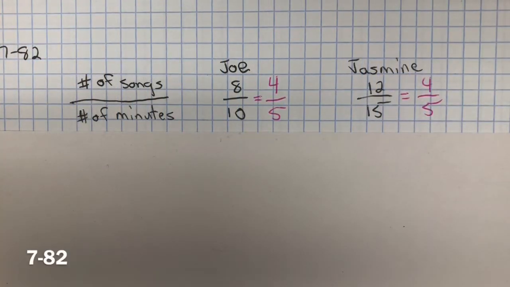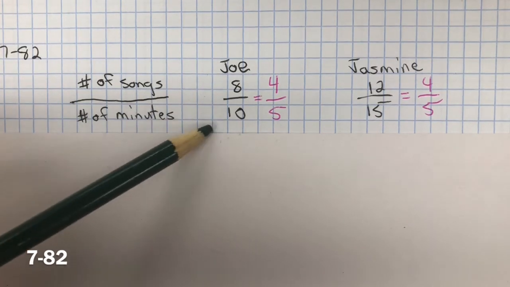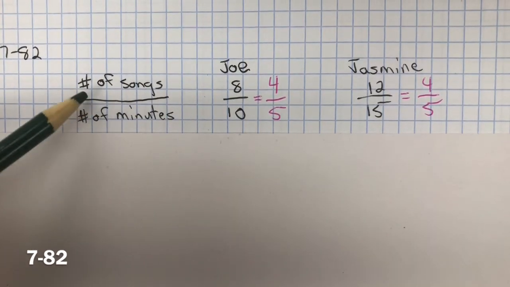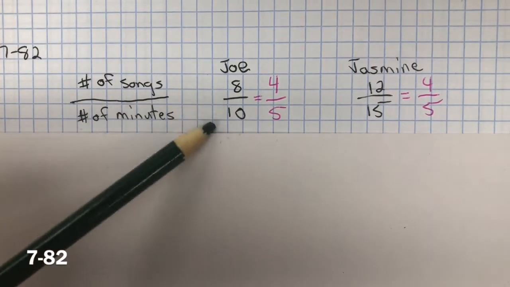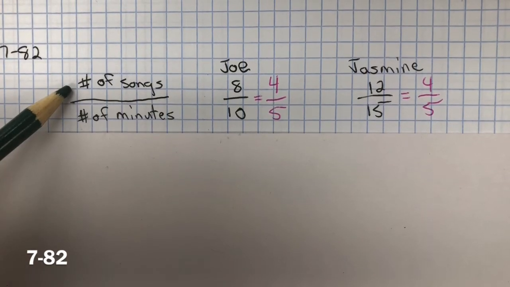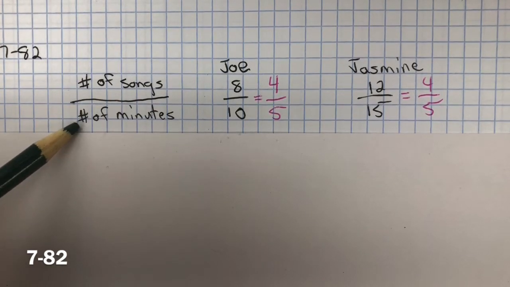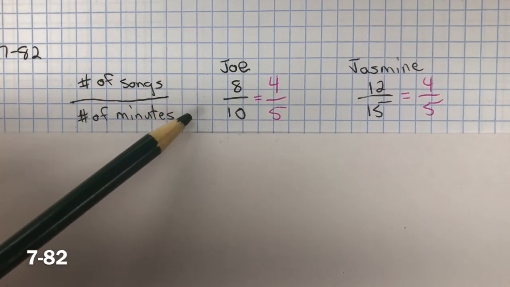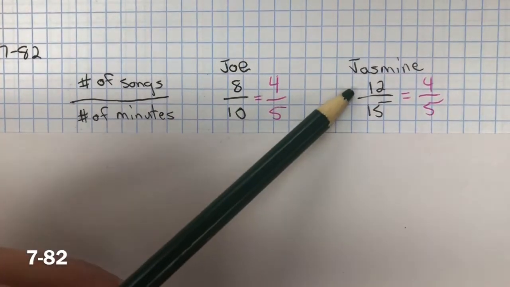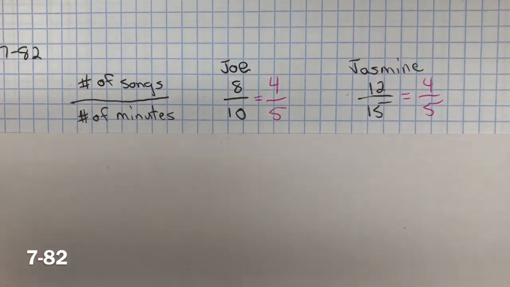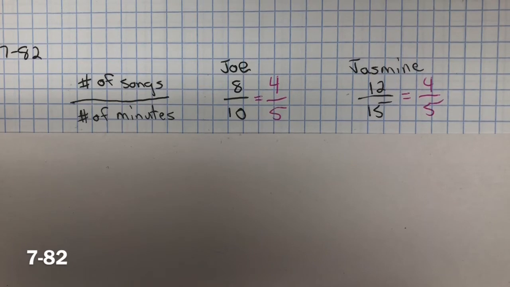In problem 782, Joe is downloading songs from the internet. He can download them at a rate of 8 songs for every 10 minutes. And just like the previous problem, you want to label so you can set up your problem. So songs, number of songs per number of minutes. So dependent over the independent. And Jasmine can download at a rate of 12 songs for every 15 minutes. And you have to determine who is downloading songs faster.